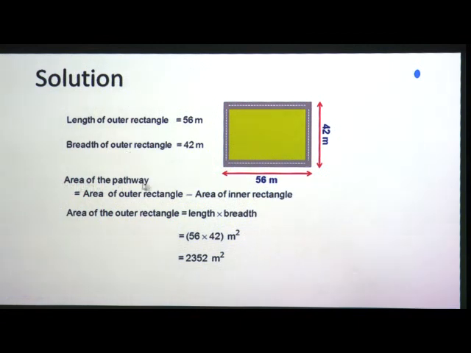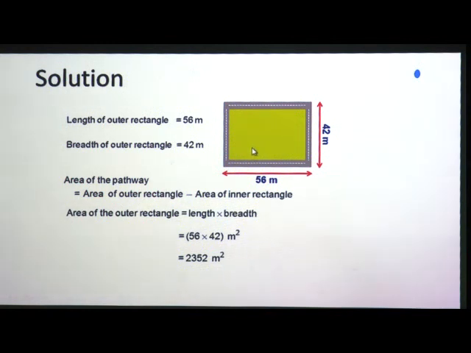Now, we have to find the area of the path. Area of the path is equal to the area of the outer rectangle, which is grey in color, minus the area of the inner rectangle, which is green in color. So we have to find the distance given here with the white dotted line, which is the width given to us. So, area of the path is equal to area of the outer rectangle minus area of the inner rectangle.